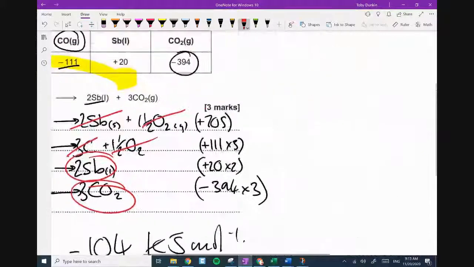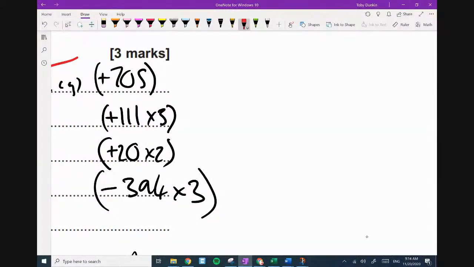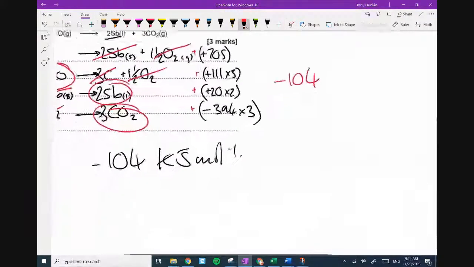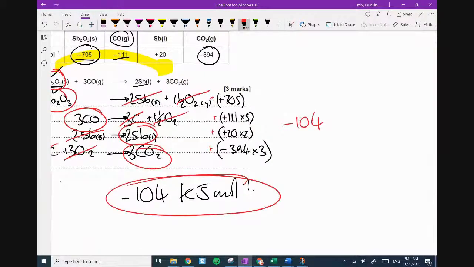So now I just add all of those together in one big long line. Type it into my calculator, plus brackets, plus 705, close brackets, plus brackets, plus 111 times 3, close brackets, plus brackets, plus 20 times 2, close brackets, plus brackets, minus 394 times 3, close brackets. And the answer is minus 104, which is exactly the same answer that I had for the other.